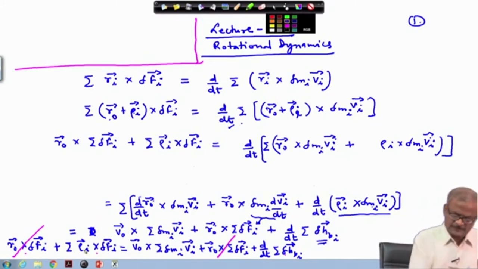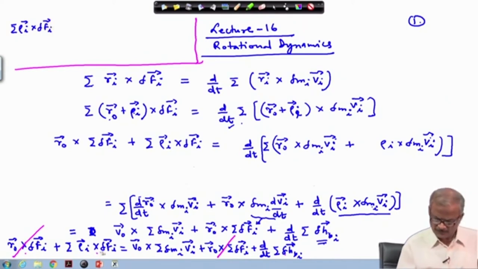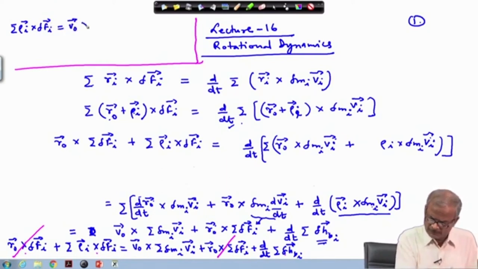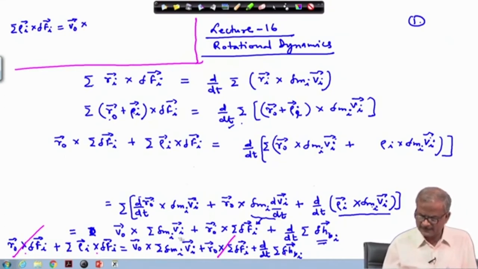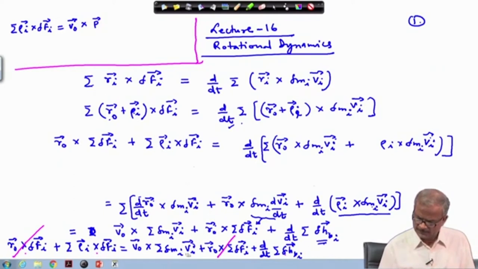So, if you look here at this point, this is the summation of rho I cross delta f I, and this is equal to V 0 cross delta m times V I, summed over the whole body. This is the linear momentum of one particle. So, summation over all the particles will be the linear momentum of the whole body. Okay. So, linear momentum of the whole body, this is the p. Okay. And we will come to this further.